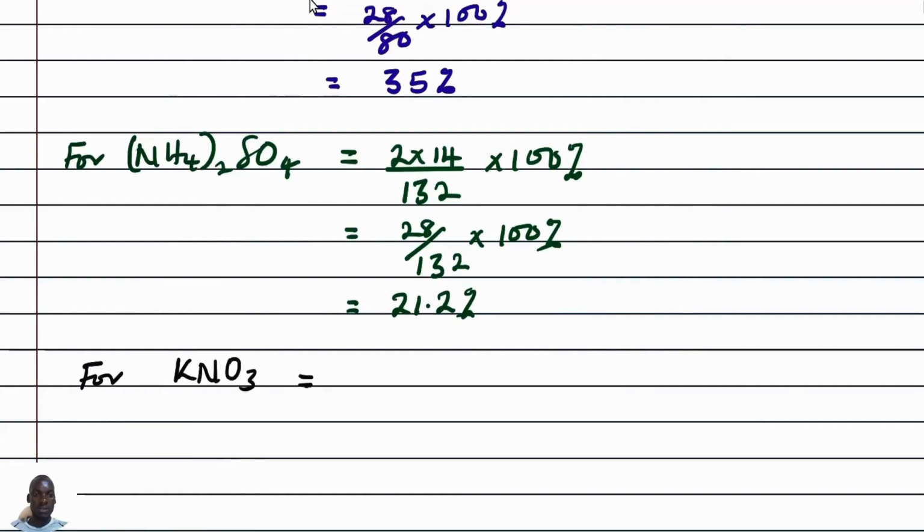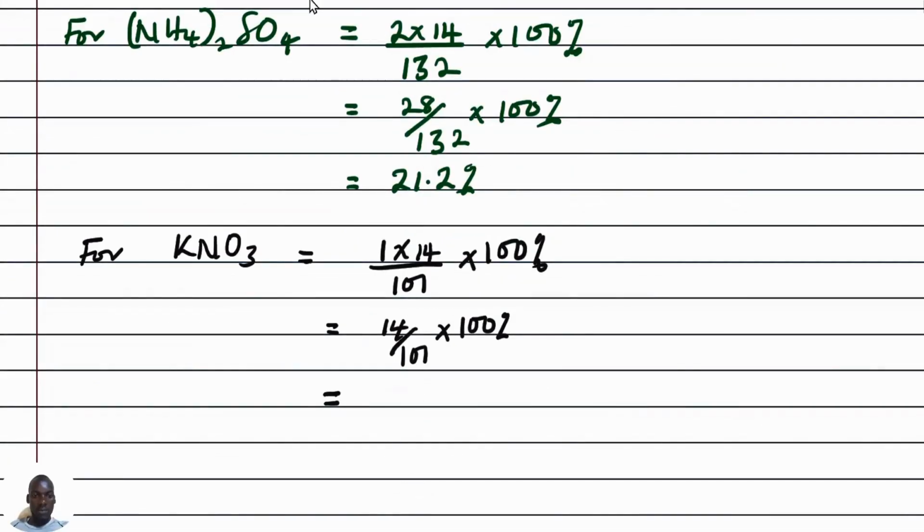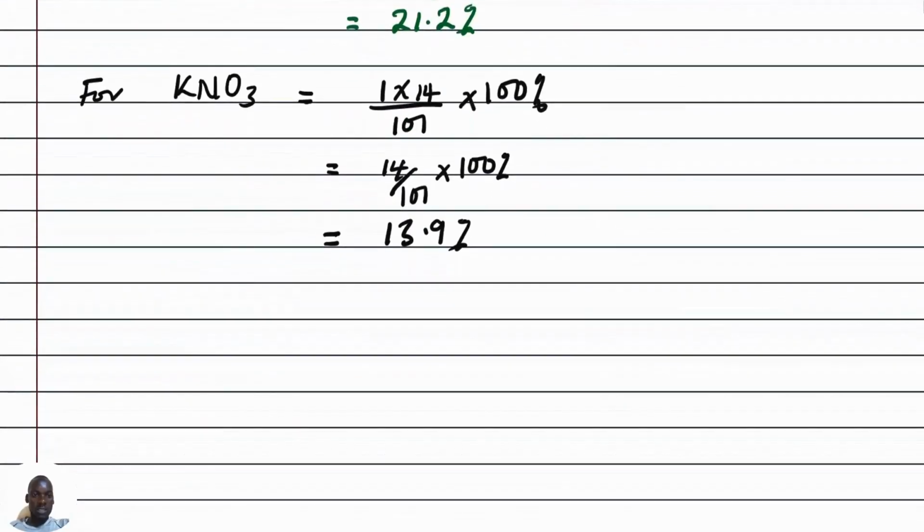So this is equal to, you can see we have 1 atom of nitrogen in there divided by the molecular mass of potassium nitrate, which is 101, then multiplied by 100%. Once simplified, this is 14 divided by 101 multiplied by 100%. As I press the calculator, it is giving me 13.9%. I've just rounded off to 1 dp. Then you can proceed to the next fertilizer, which is the CAN.